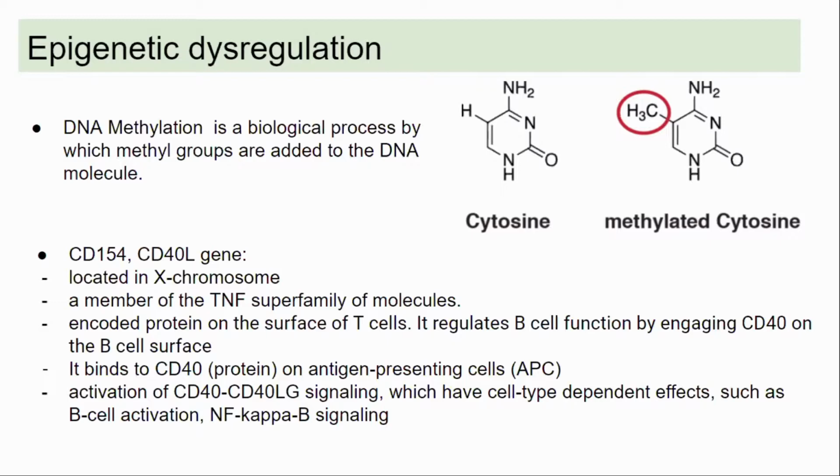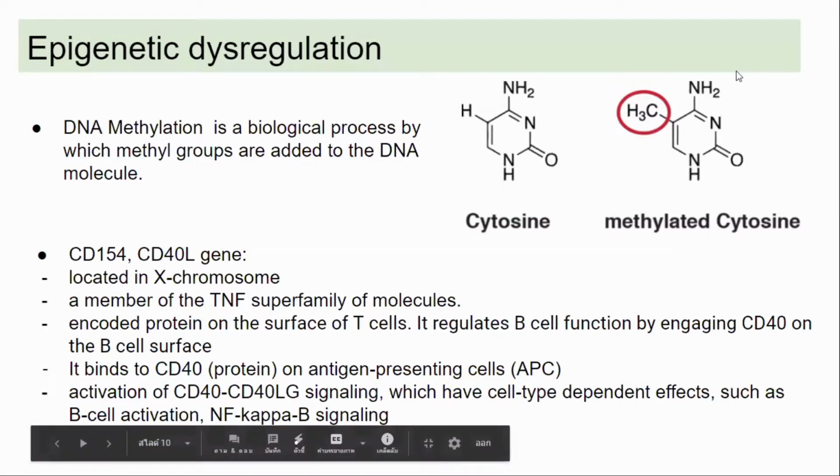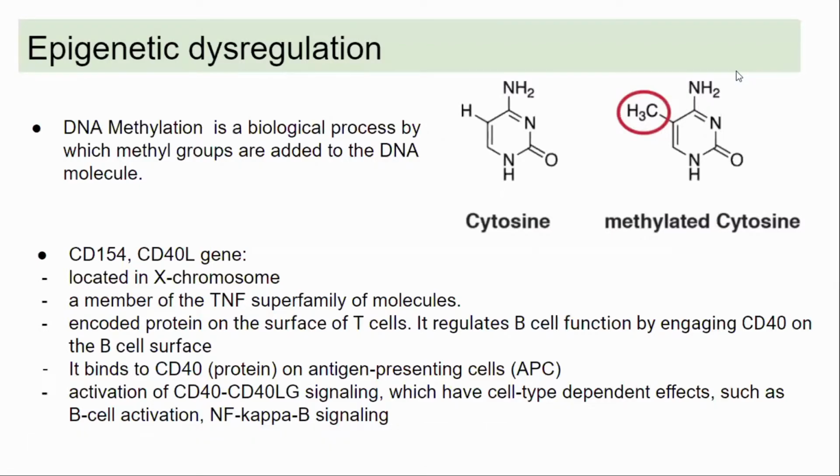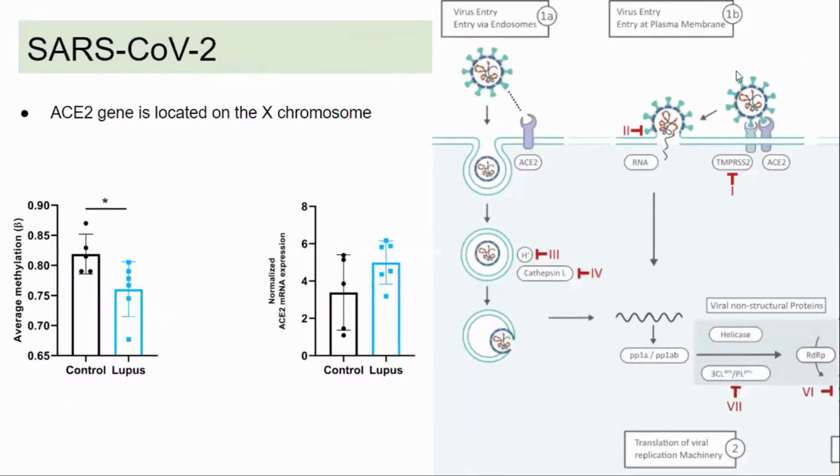And on the X chromosome, there is the CD154, or CD40 ligand, gene. They are a member of the TNF superfamily of molecules, and they encode a protein on the surface of the T cell that regulates B cell function by engaging CD40 on the B cell surface. They can bind to CD40 and signal B cell activation and NF-kappa B, which is the pro-inflammatory pathway. Next slide.